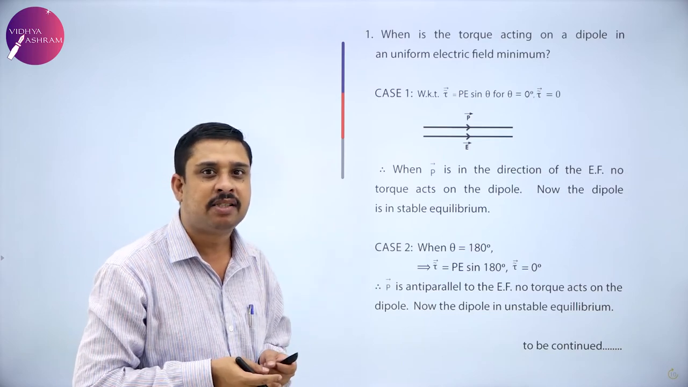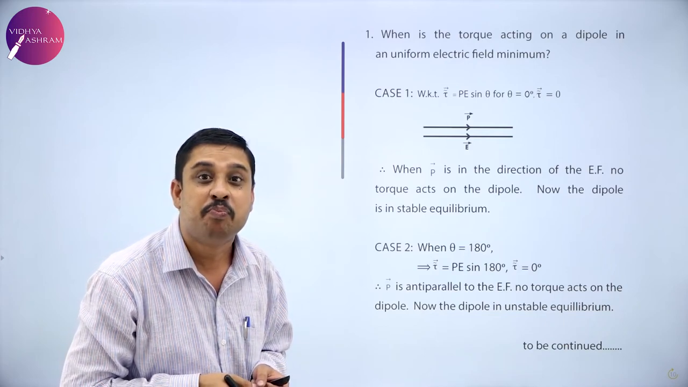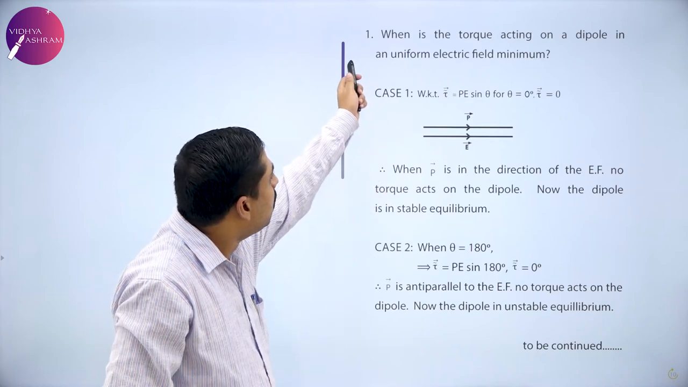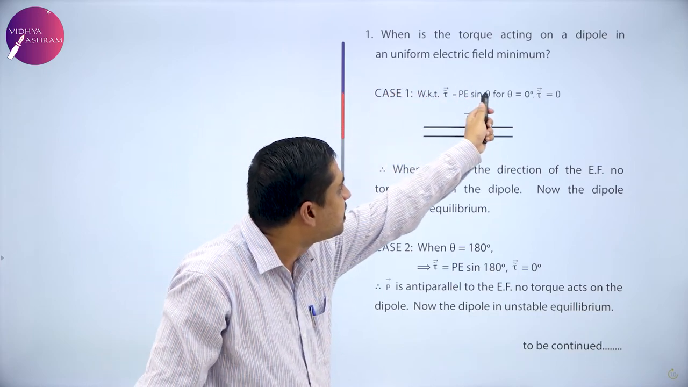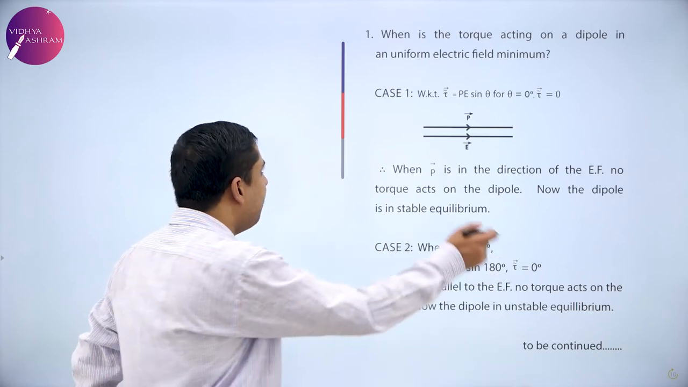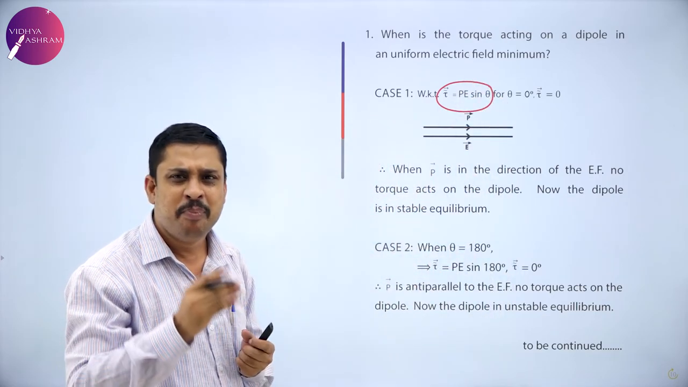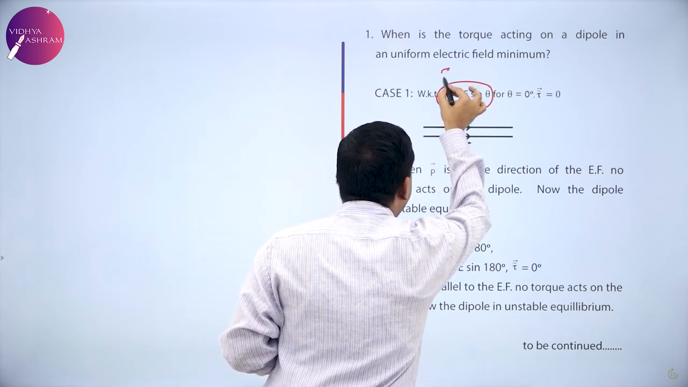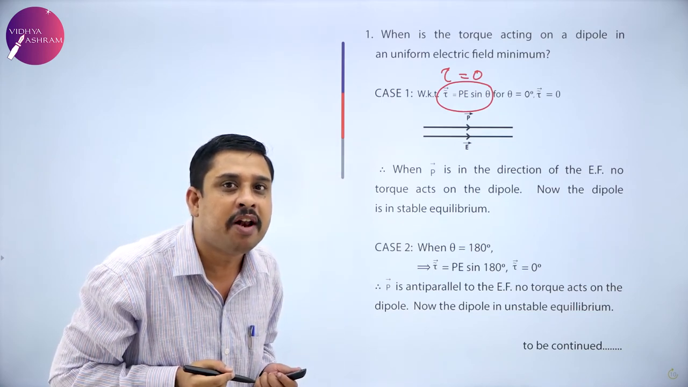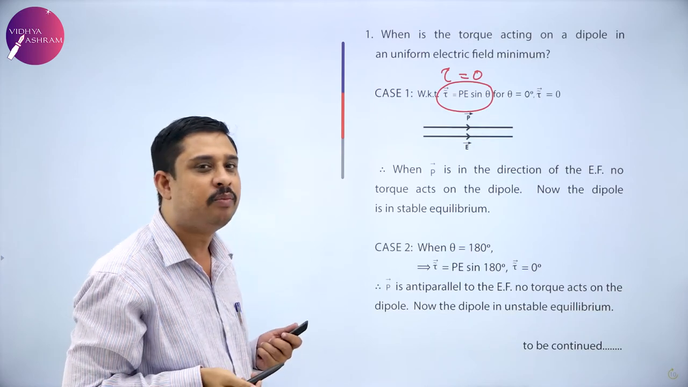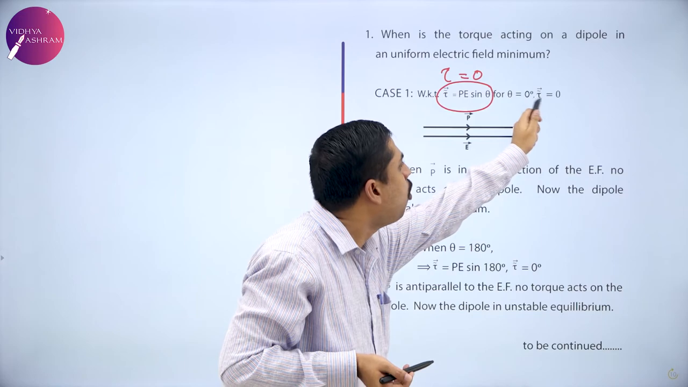Now this is asked for 2 marks: conditions where the torque acting on the dipole becomes minimum and maximum. When is the torque acting on a dipole in a uniform electric field minimum? You know, tau is PE sine theta. Minimum means, when does tau become equal to zero? When is the torque acting on the dipole becoming zero? It means when theta is equal to zero, tau becomes zero.